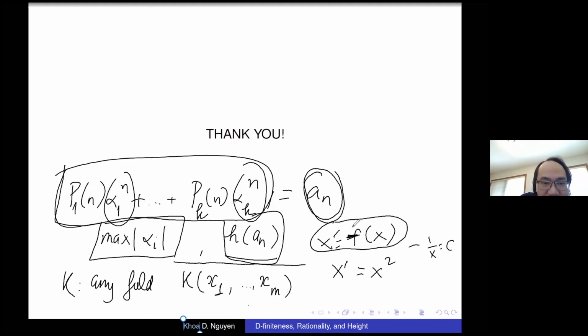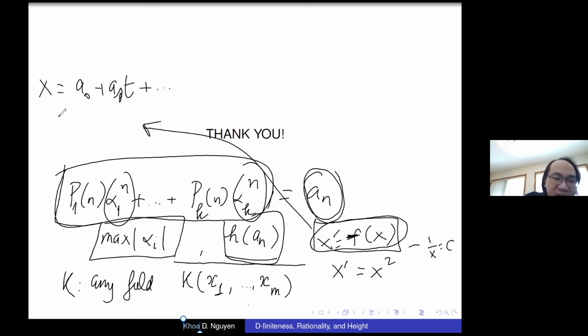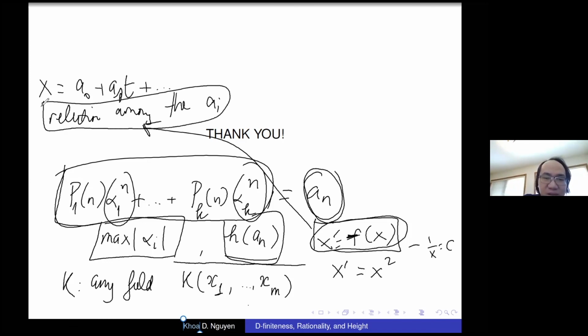One way to find out is to write x as a0 plus a1 t and so on, and you can try to figure out from this equation what kind of relations you have among the ai, and from these relations you can see how the ai grow. And of course, it really depends on f.